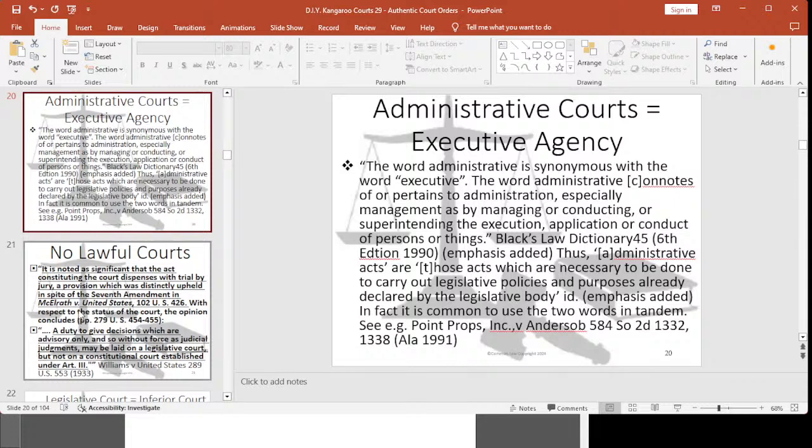Anyways, the word administrative is not synonymous with the word executive. The word administrative connotes of or pertains to administration, especially management, as by managing or conducting or superintending the execution, application, or conduct of persons or things. Thus, administrative acts are those acts which are necessary to be done to carry out legislative policies and purposes already declared by the legislative body. In fact, it is common to use the two words in tandem.